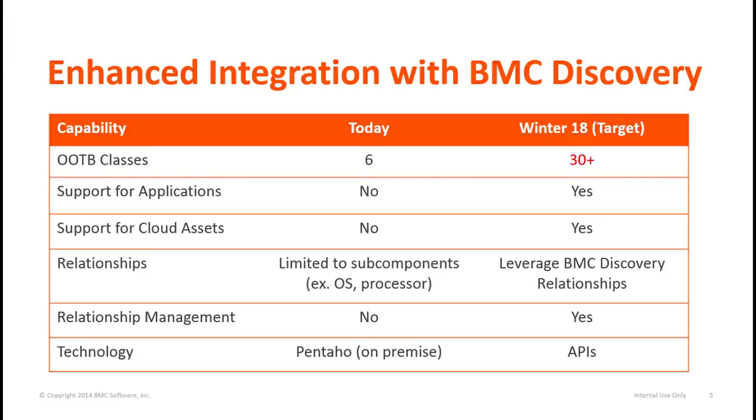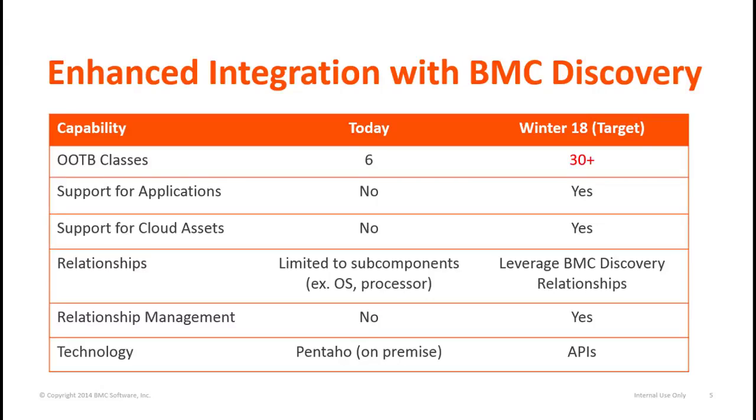If we start at the top there with out-of-the-box classes, today there are 6 out-of-the-box classes which are delivered through Pentaho packages. We are targeting up to about 30 different classes, and the whole logic here was we identified all the relevant classes that we know BMC discovers, and we are intending to provide those out of the box instead of forcing customers to create their own packages.